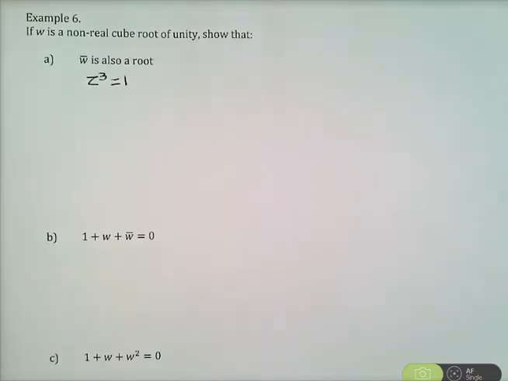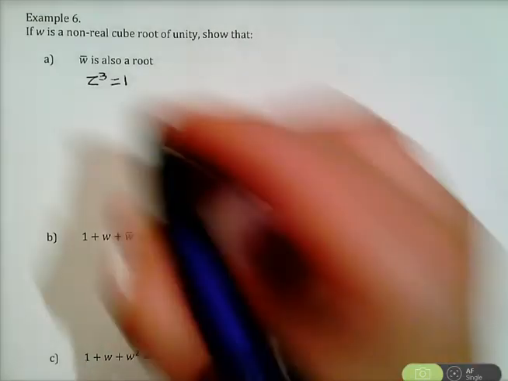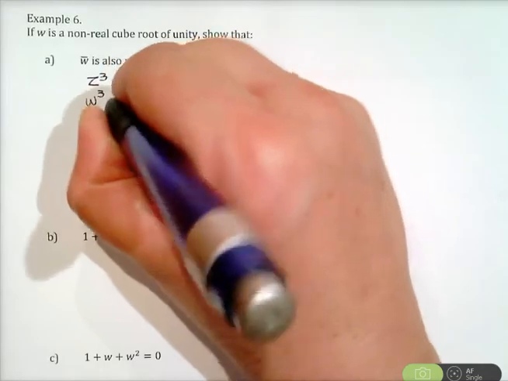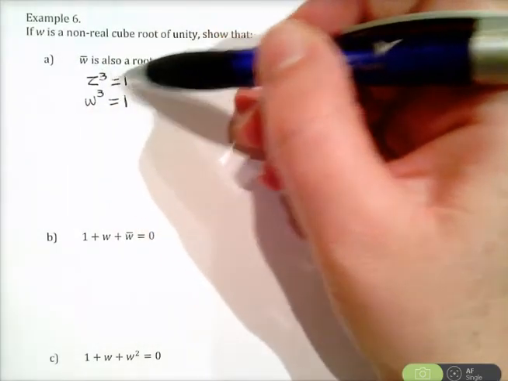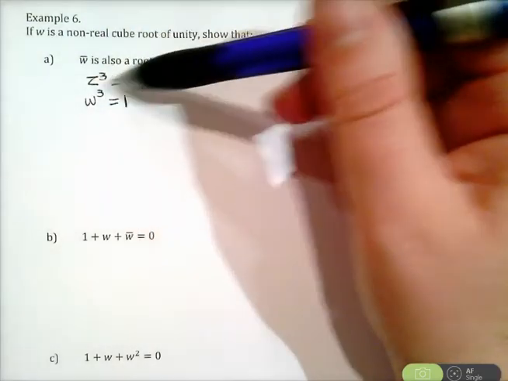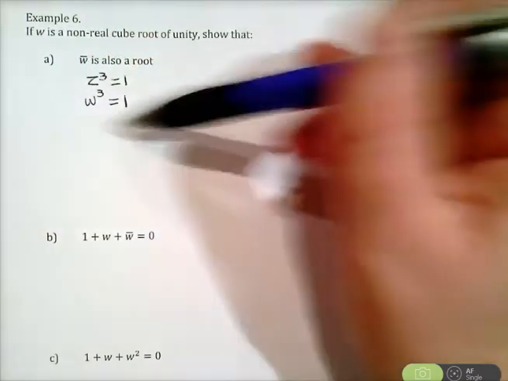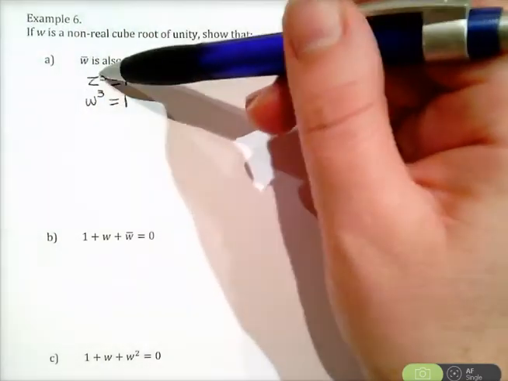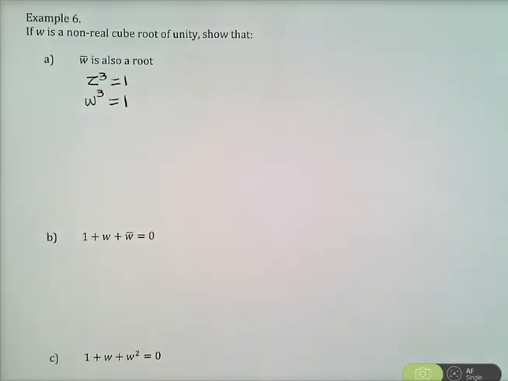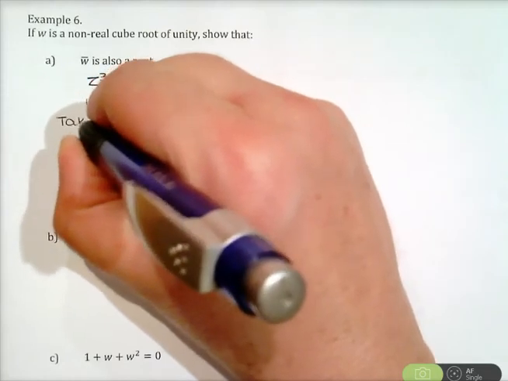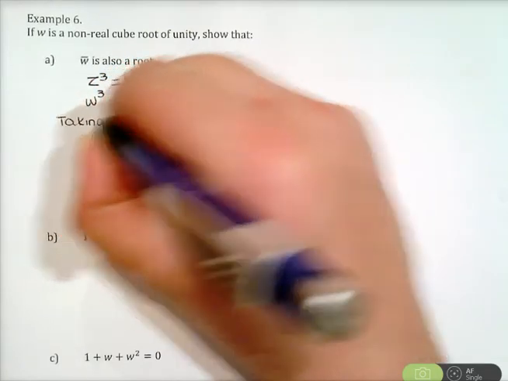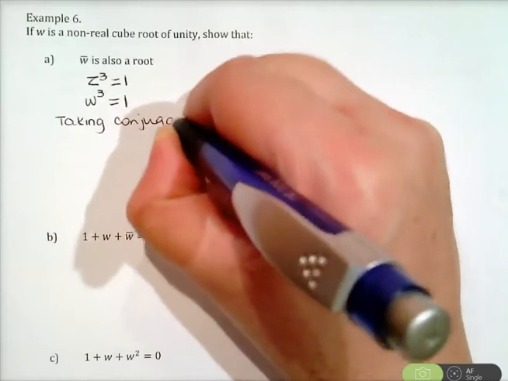Now, if w is a non-real cube root of unity, then we can say that w cubed is also equal to 1. In other words, it will satisfy that equation. Here's our polynomial, z cubed is 1. If w is a non-real cube root of unity, we know that w would satisfy that equation, z cubed is 1. So we've got that w cubed equals 1. Now, if we know that that applies, we can therefore take conjugates of both sides.